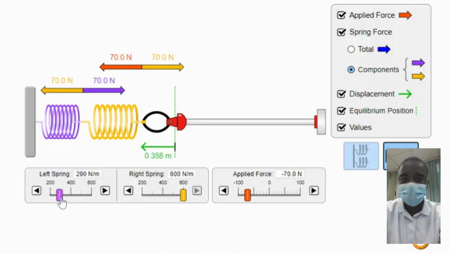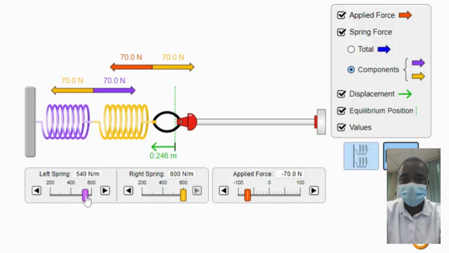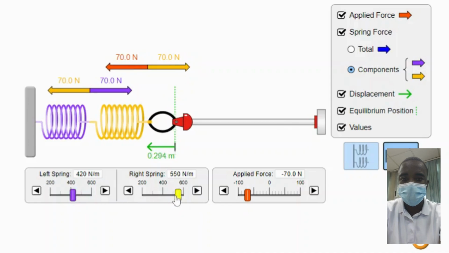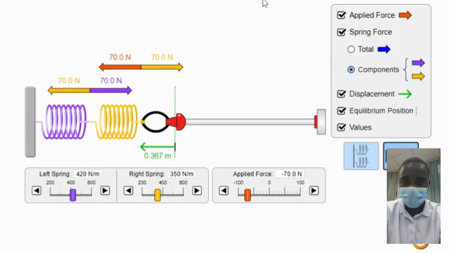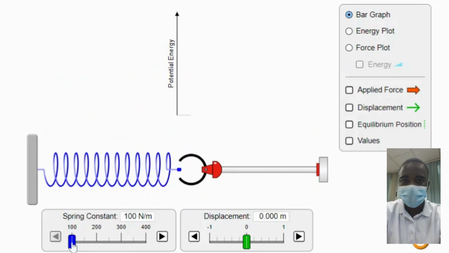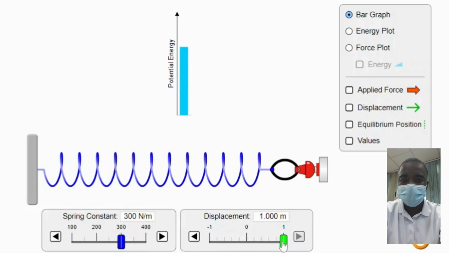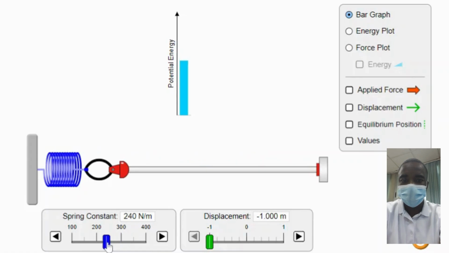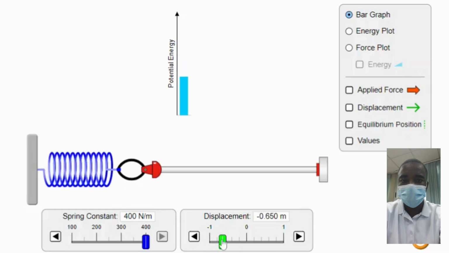2. Demonstrate the simulation to the class, showing how to adjust the applied force, spring constant, and the configuration of the springs, and observe the changes in the spring force, displacement, and potential energy. Explain the importance of observing these changes and how they relate to the principles of Hooke's law. 3. Allow students to explore the simulation in small groups or individually. Encourage them to experiment with different applied forces, spring constants, and configurations of the springs and record their observations. Provide worksheets or prompts to guide their exploration and data collection.